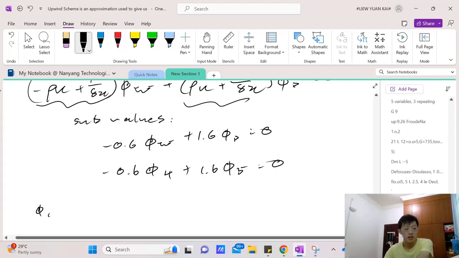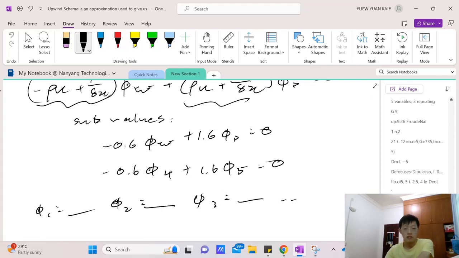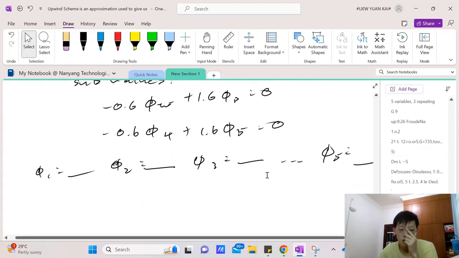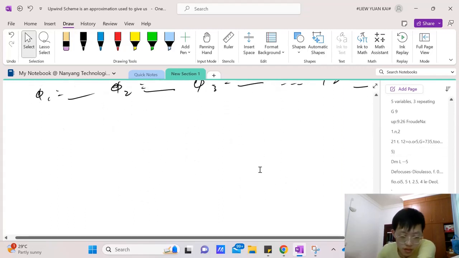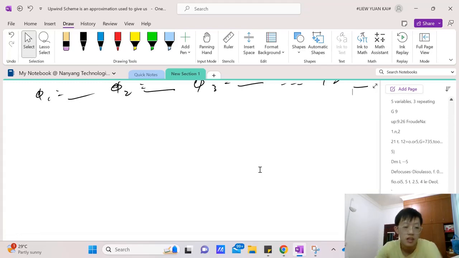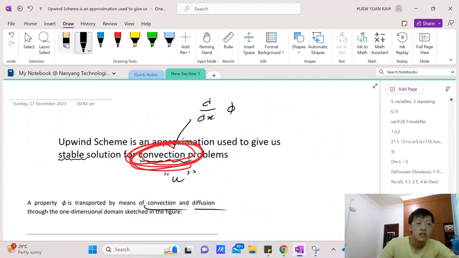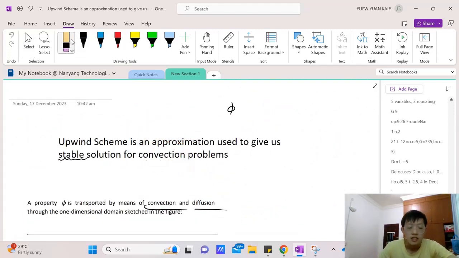Okay, so we know phi 1, phi 2, phi 3, all the way up to phi 5. It's solvable. We don't need to solve it, but we know it's solvable. Now I remember at the start of the video, I said I want to do some additional discussions on the upwind scheme. So remember, let's go back to the top. Let's take a recap. What is the upwind scheme?